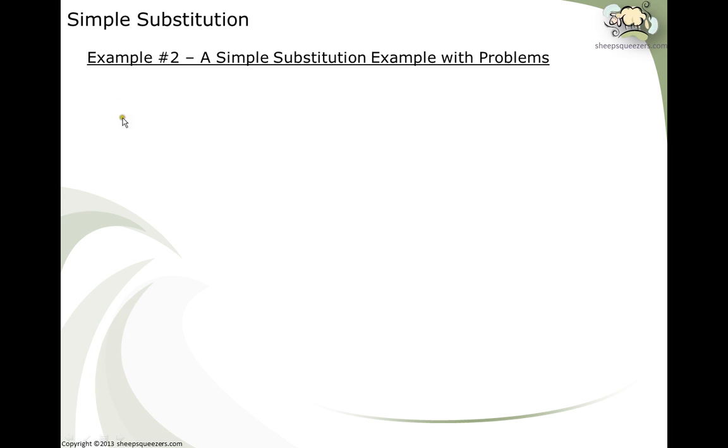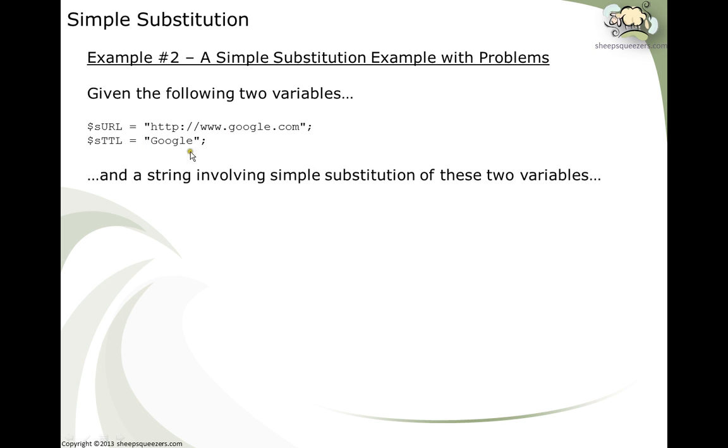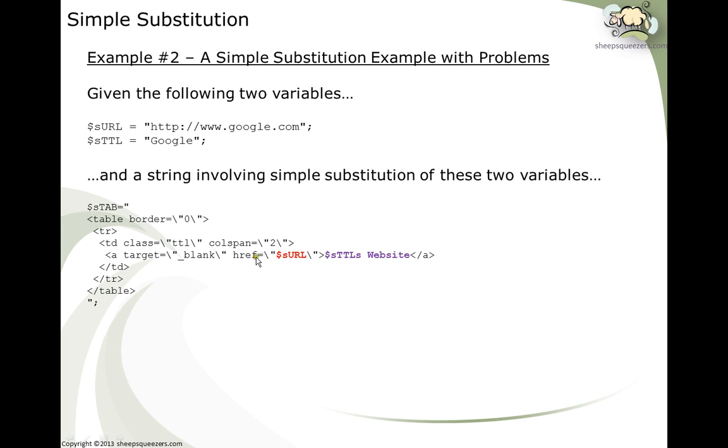Example number 2, a simple substitution example with problems. Given the following two variables, $SURL is Google's website URL, and $STTL is just Google. And this following string, $SURL here, same string as before, by the way, and then $STTL. We want to pluralize it for Google's website. I don't have an apostrophe there. I'm being purposely grammatically incorrect, of course. What will the output be?